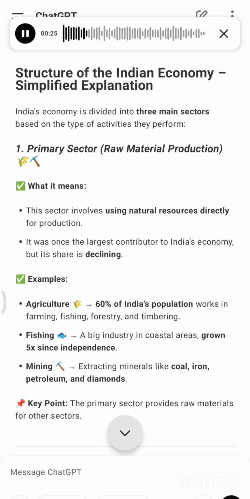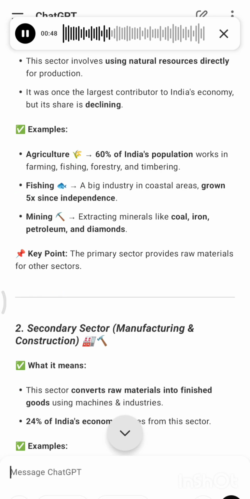Examples. Agriculture. 60% of India's population works in farming, fishing, forestry, and timbering. Fishing, a big industry in coastal areas, has grown 5x since independence. Mining, extracting minerals like coal, iron, petroleum, and diamonds. Key point, the primary sector provides raw materials for other sectors.